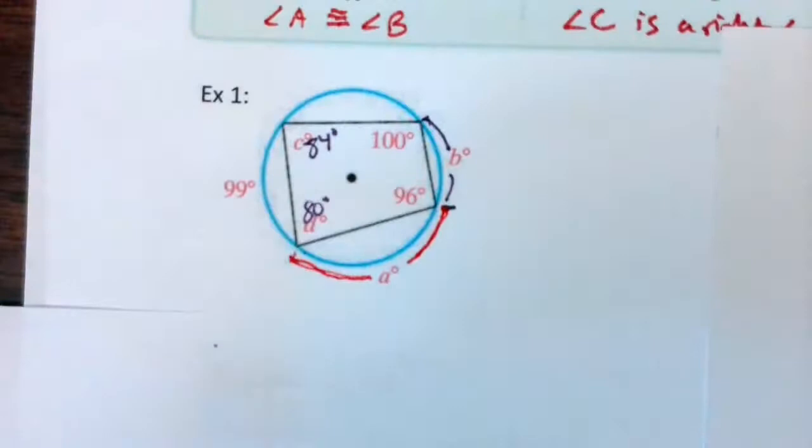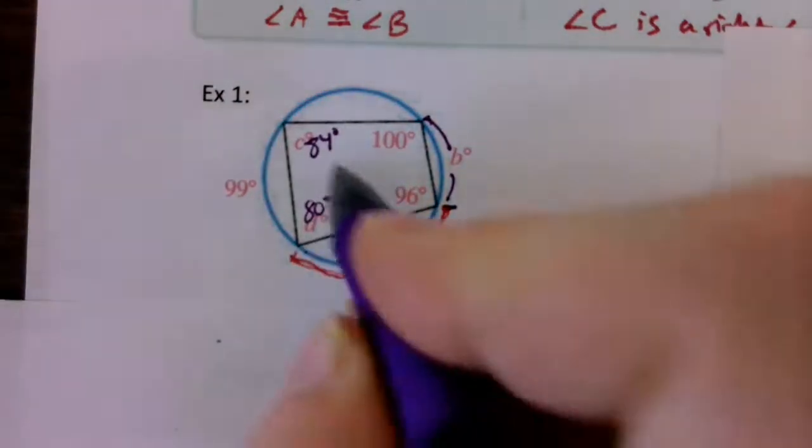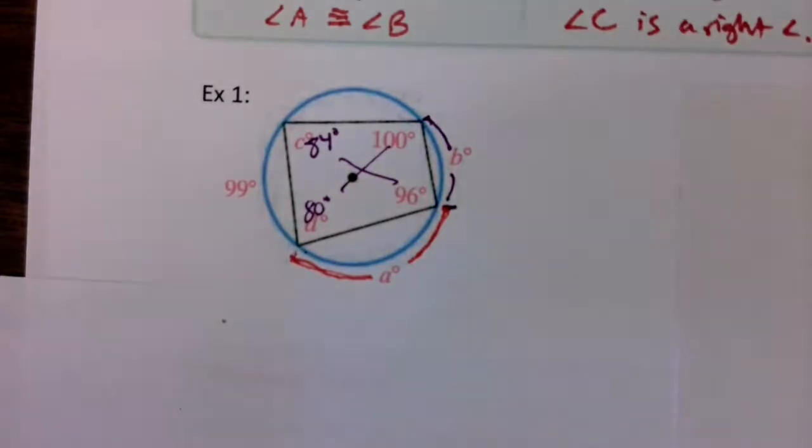Okay, so that's what we said about quadrilaterals. Opposite angles are supplementary. Those are supplementary. Those are supplementary. Cool. We didn't say anything about arcs. So what are we going to do for arcs? Well, we're going to remember that an inscribed quadrilateral is really just 4 inscribed angles. So, hey, we can do that, right?